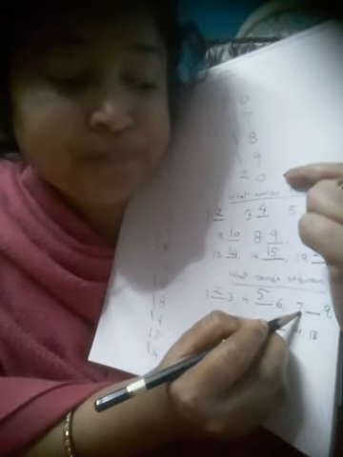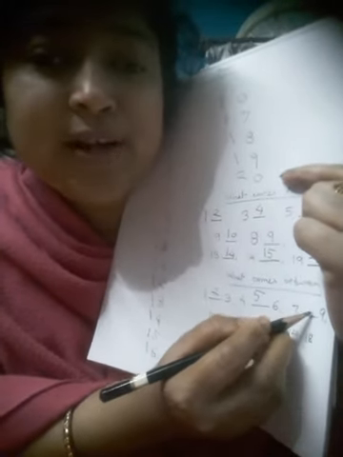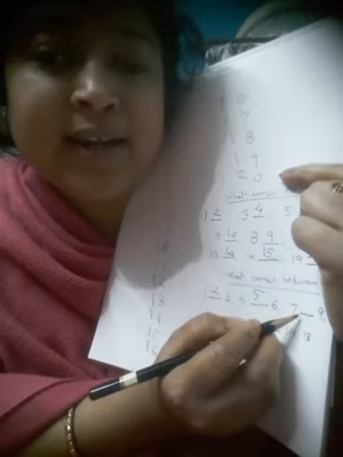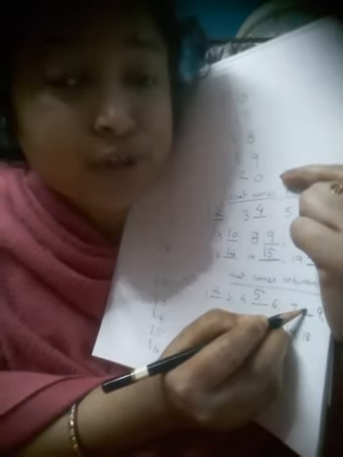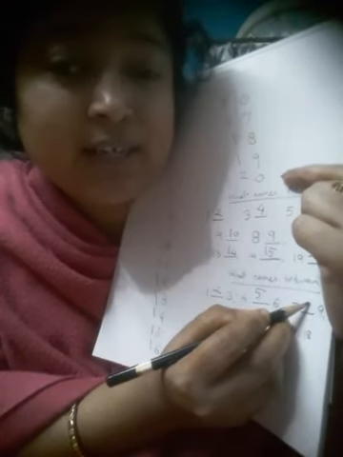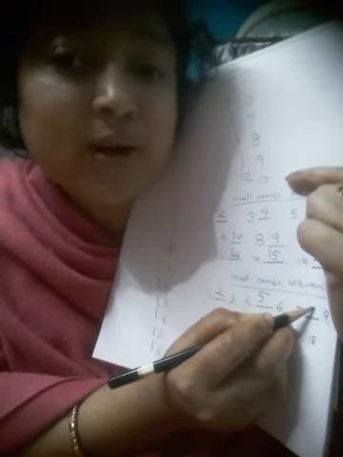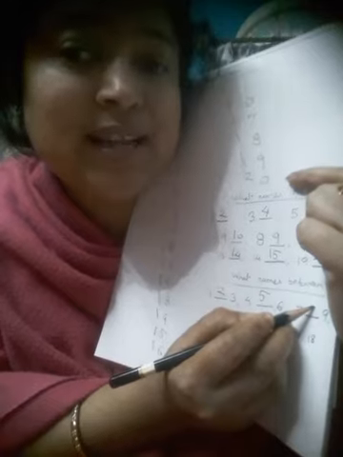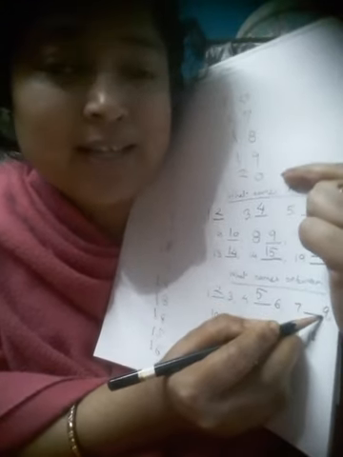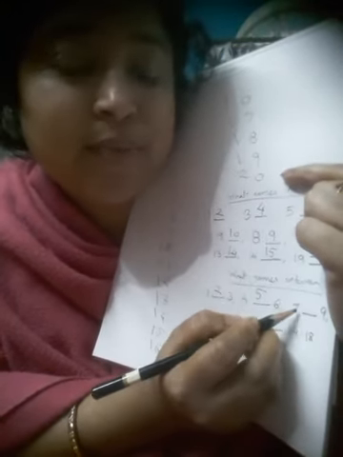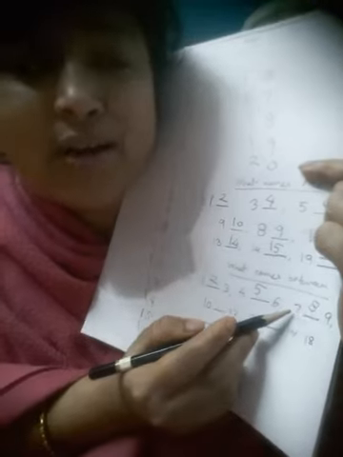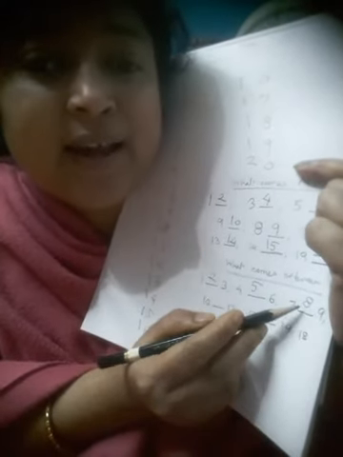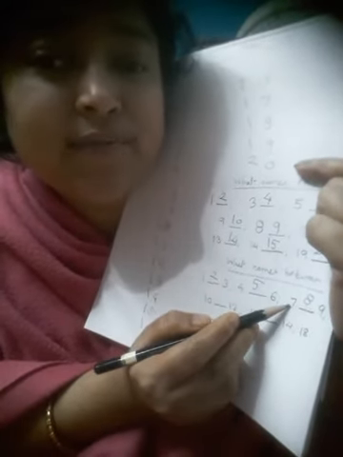What is this? 7. And what is the next number? After 7, a dash is put. So you have to write the after number of 7. And what's the after number of 7? It's 9. No, 9 is already written. So what's the number after 7? 8. Very good. So 8 is the between number of 7 and 9. And 8 is also the after number of 7.